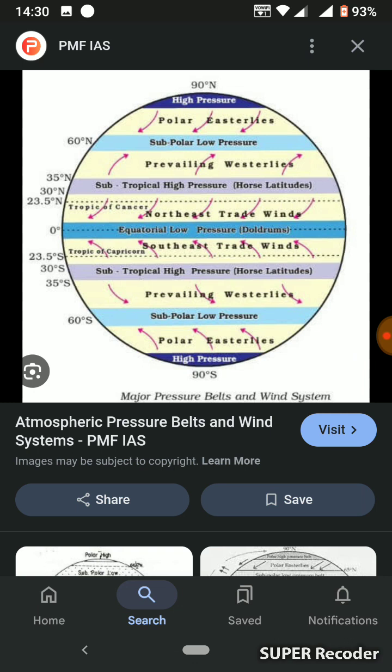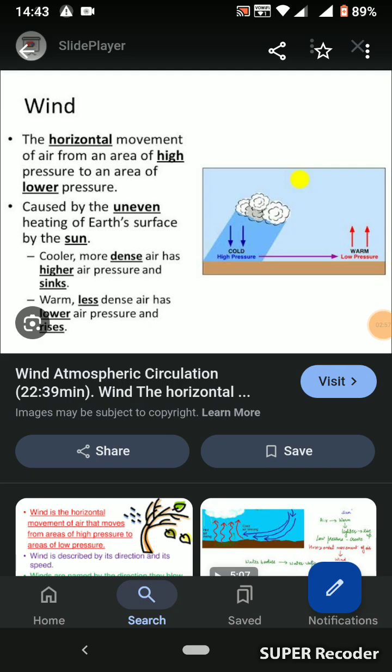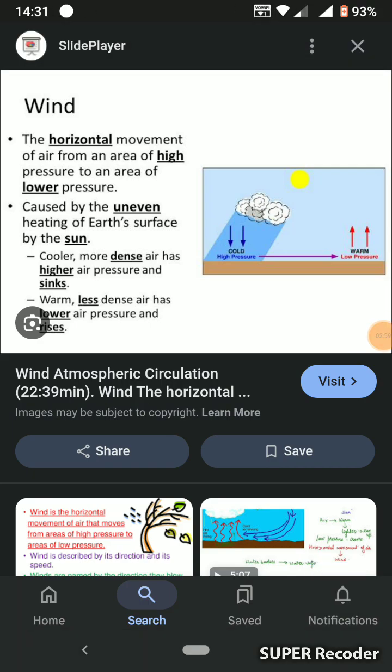Now we will study the horizontal movement of air, or winds. It is the horizontal movement of air from an area of high pressure to an area of low pressure, caused by uneven heating of the Earth's surface by the sun. Cooler, more dense air has higher pressure and sinks. Warm, less dense air has lower pressure and rises. The hot air rises and the cold air sinks. The vertical rising and sinking of air is known as an air current.